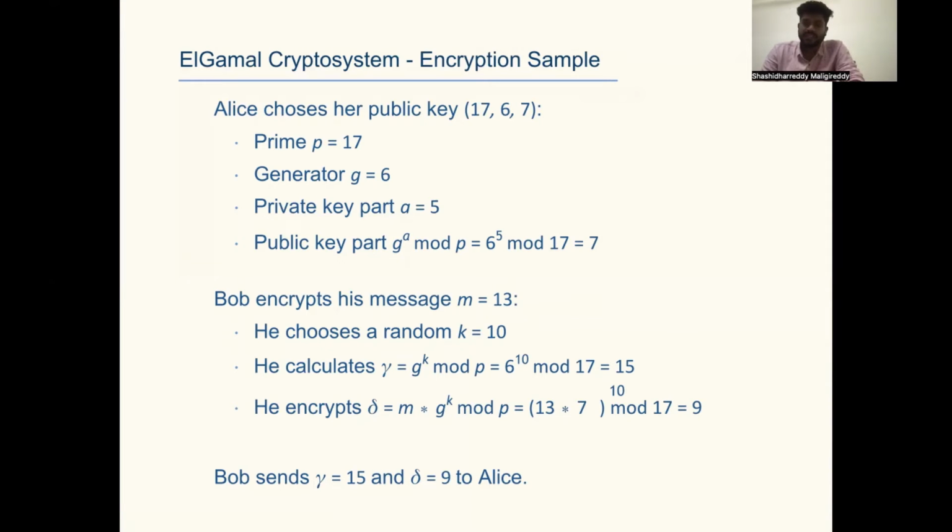First, we're going to encrypt the message M equals 13. Bob chooses a random value k equals 10. He calculates gamma equals g power k mod p, which is 6 power 10 mod 17 equals 15. Then he encrypts, so delta equals M times g power a power k mod p, which is 9. Bob sends gamma equals 15 and delta equals 9 to Alice.